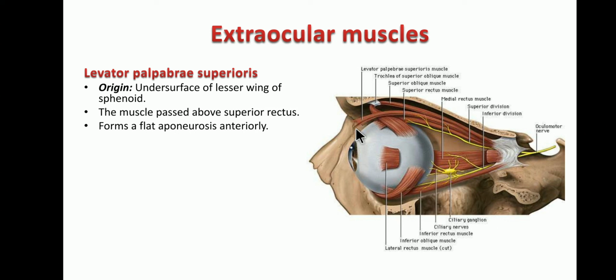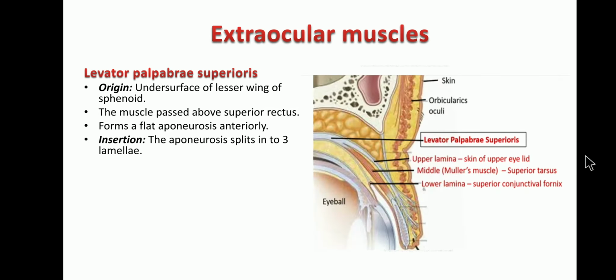It divides into three lamellae: superior lamella, intermediate lamella, and inferior lamella. The superior lamella, or upper lamina, inserts into the skin of the upper eyelid. The intermediate lamella forms the superior tarsal muscle or Muller's muscle.